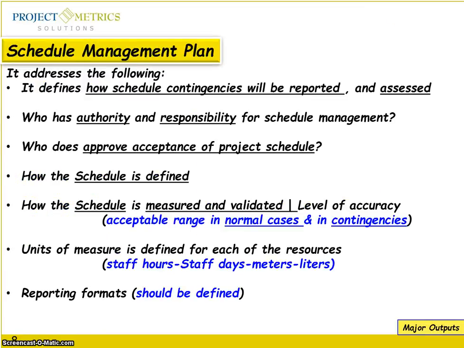What is the schedule management plan about? It addresses the following. It defines how schedule contingencies will be reported and assessed. Who has the authority and responsibility for schedule management? Who approves acceptance of the project schedule? How is the schedule defined? How is the schedule measured and validated? What is the level of accuracy? What is the acceptable range in normal cases? What are the acceptable ranges in contingencies?